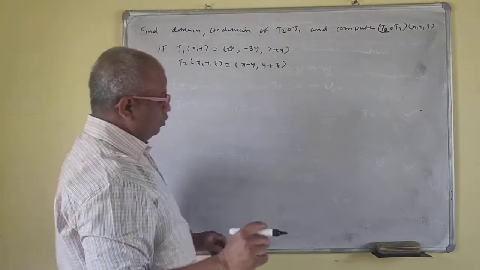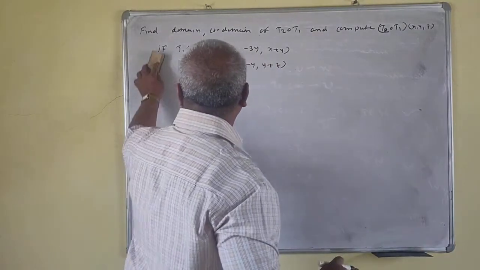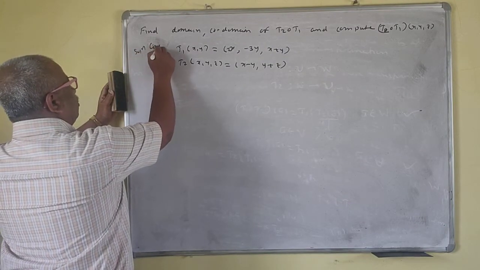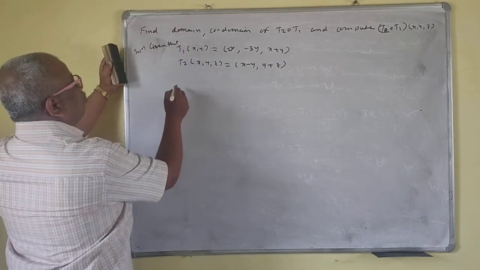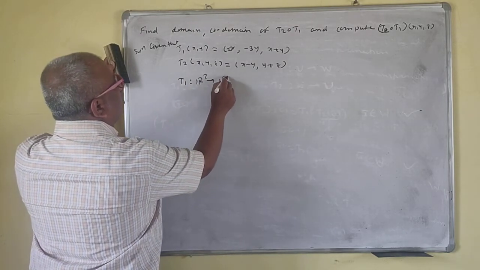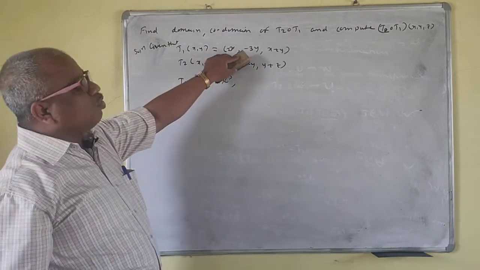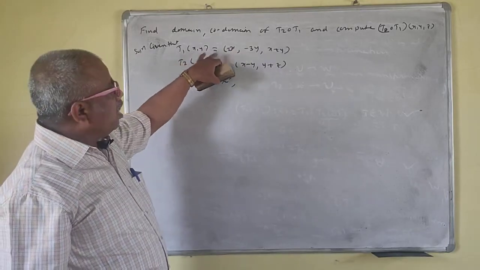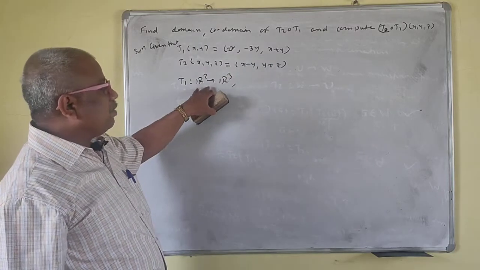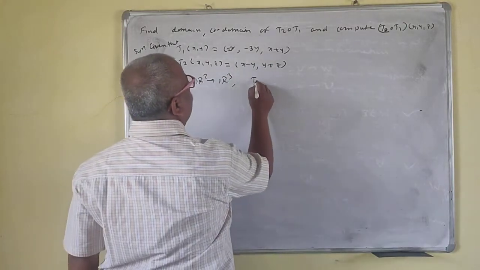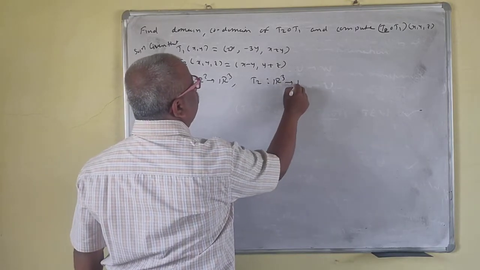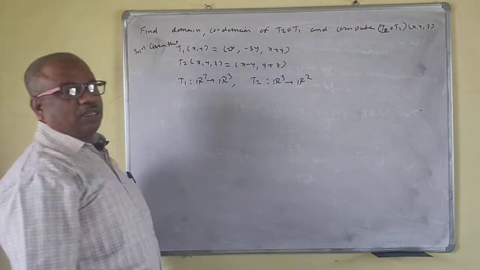Okay. Solution. Given that. So that means what? T1 is R2 to R3, because there are two components to three components. And T2 has three components going to two, so this is R3 to R2.